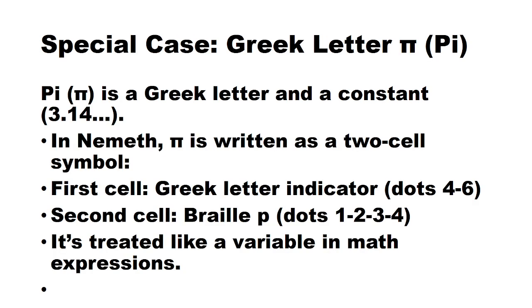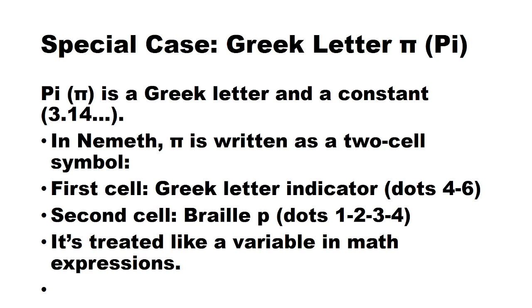Now here's a special case. The symbol for pi, which is a Greek letter, and basically pi is a constant. It has a constant value of 3.14159 and so on. So it's 3.14 dot dot dot. And it needs to be treated as a constant or as a specific number. However, it is written with a letter. It uses two cells. The first cell being the Greek symbol indicator, that's dots 4-6, and you have letter P on the second cell.